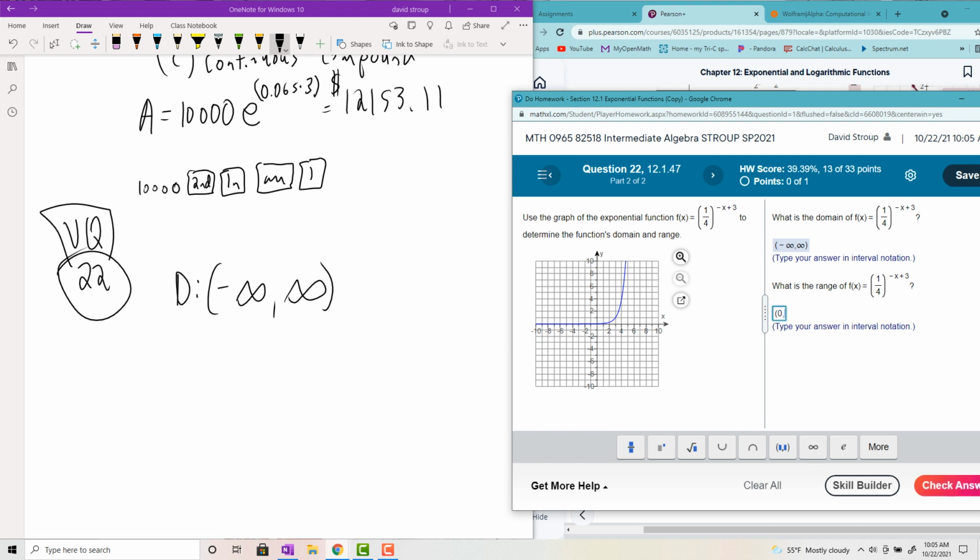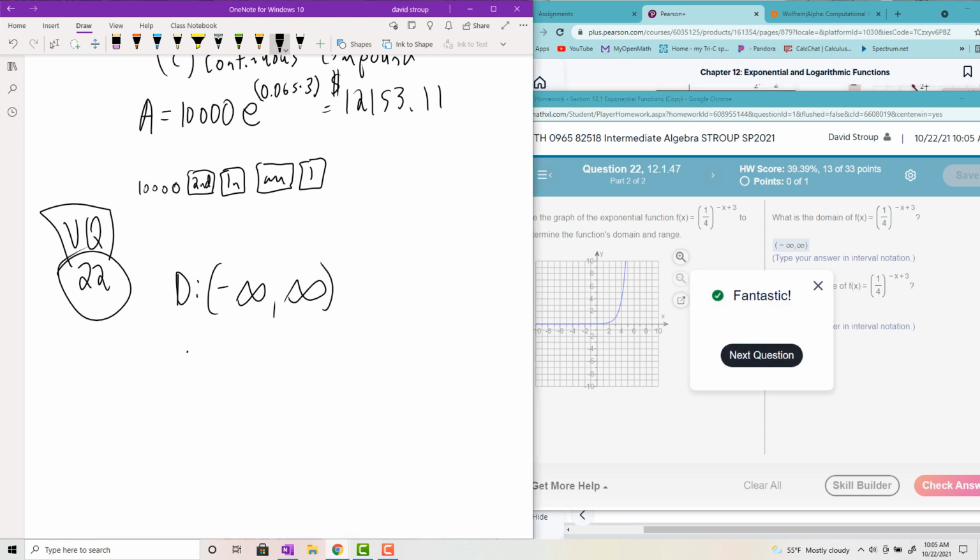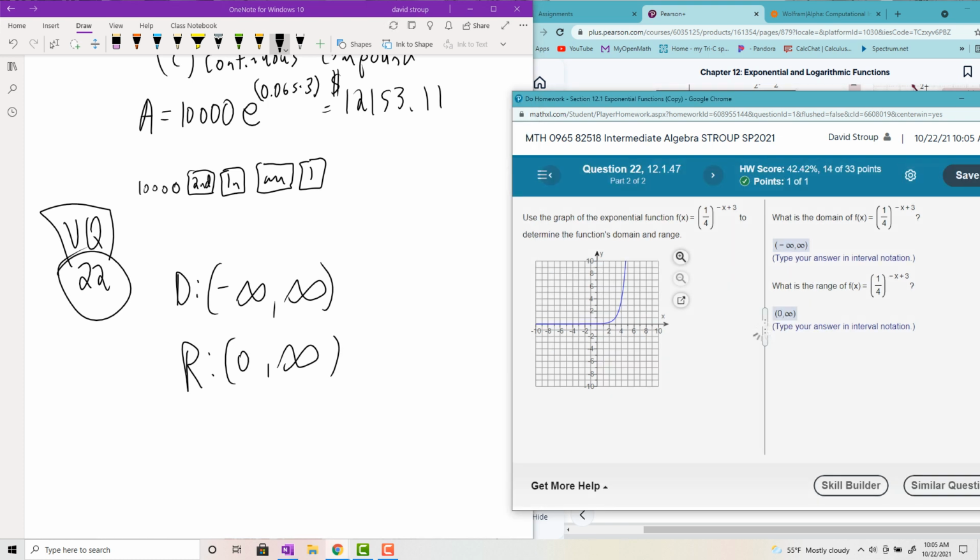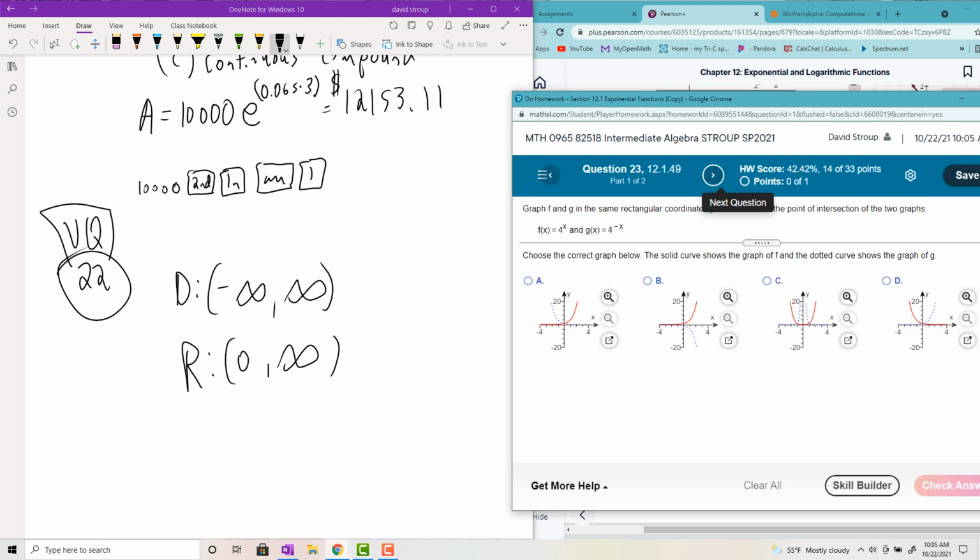So 0, not including 0, so you use an open parenthesis there, to infinity. Okay, so the range is just 0 to infinity. That would be your answer for that video quiz. Okay, I think that will get you through the work, I hope.